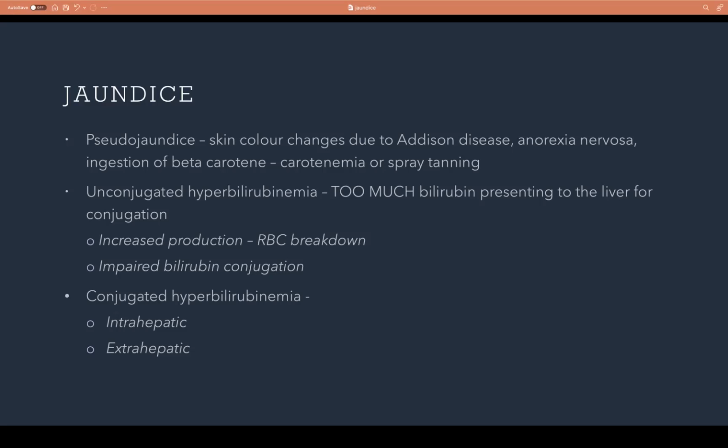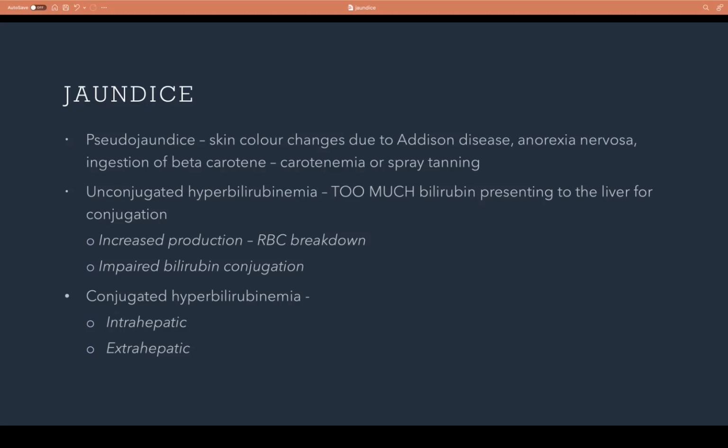Well, remember how bilirubin's formed? Red blood cell breakdown. So either there's a lot of red blood cells breaking down, or there is a problem with the conjugation. So they're coming to the liver, but the liver's not able to really change that process into conjugated bilirubin. So that's two ways of what's causing it.